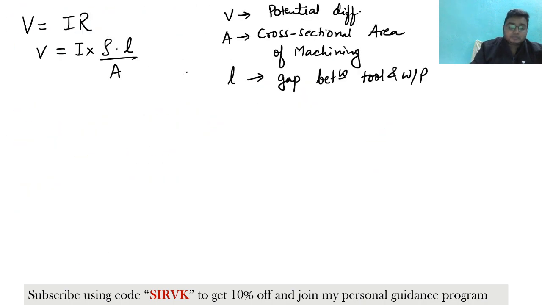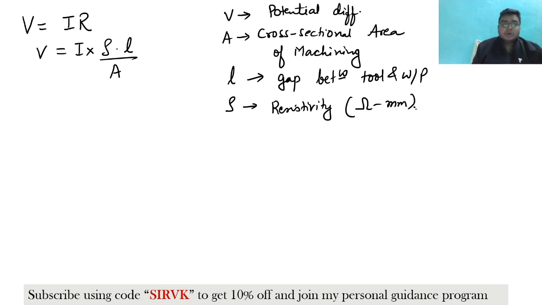So what is the rho? Rho is the resistivity, which is in ohm per m. So this is the formula, that is the voltage is equal to I into rho into L by A. Now can I write this like that? That is V by rho into L is equal to I by A.